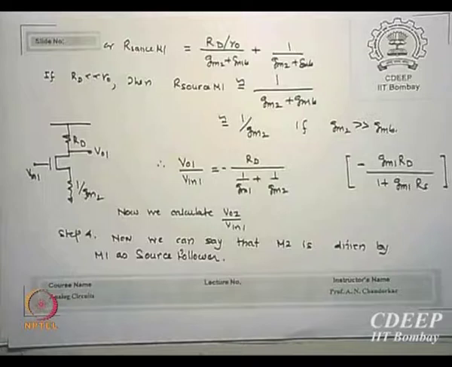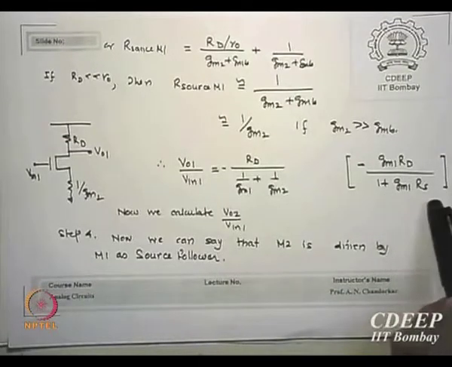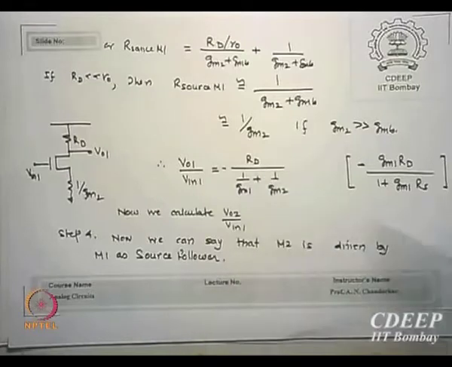What will be its gain? Rd by 1 upon Gm1 plus 1 upon Gm2. Essentially it is minus Gm Rd upon 1 plus Gm1 Rs, which can also be written like this. Okay. Now, using superposition I found one voltage, VO1. Now I also need to calculate VO2.